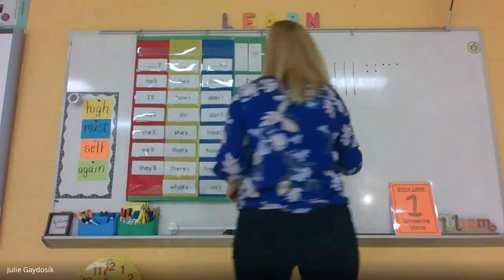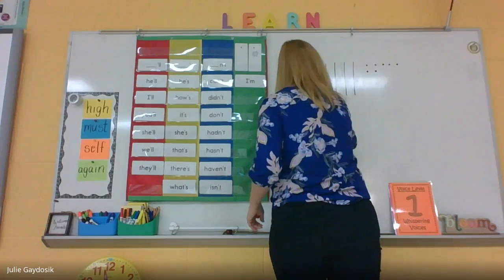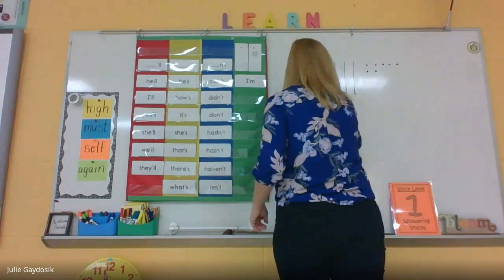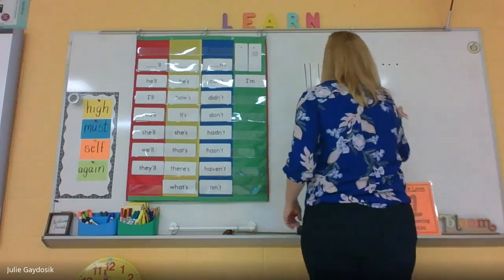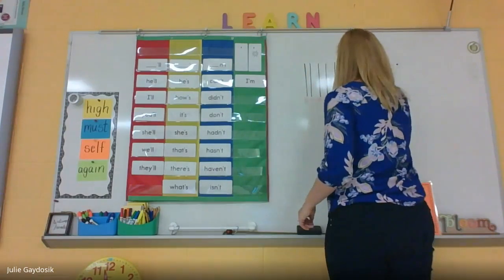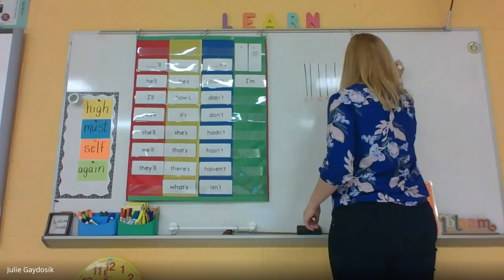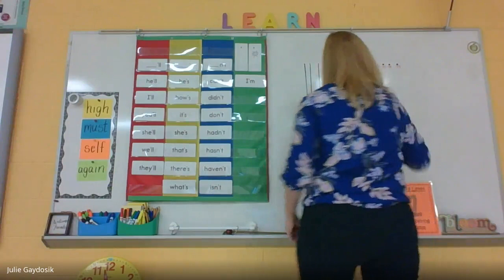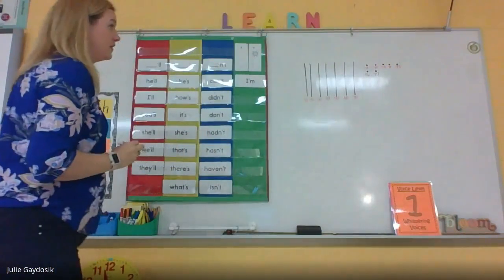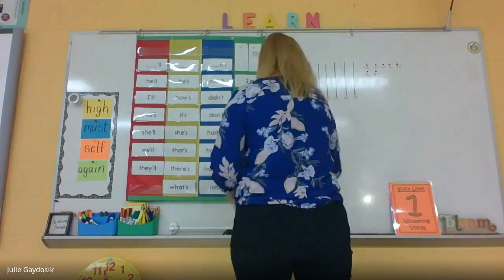Sound good? Okay. 10, 20, you should do this with me. 30, 40, 50, 60, 70, 71, 72, 73, 74, 75, 76, and 77. So my number should be 77.